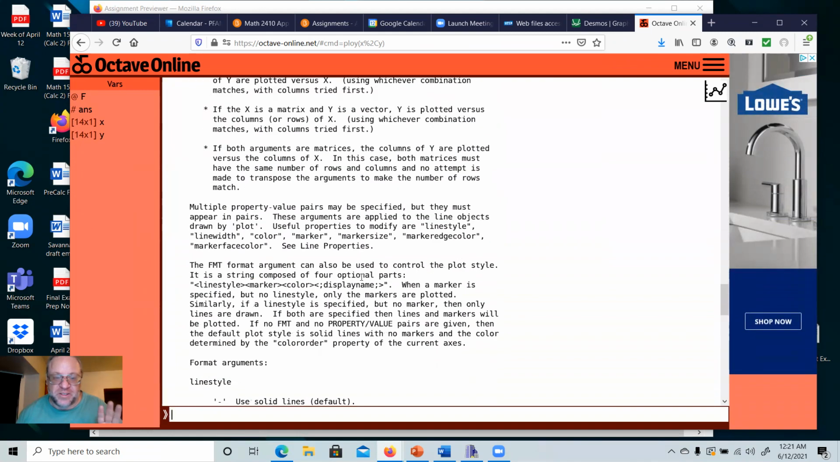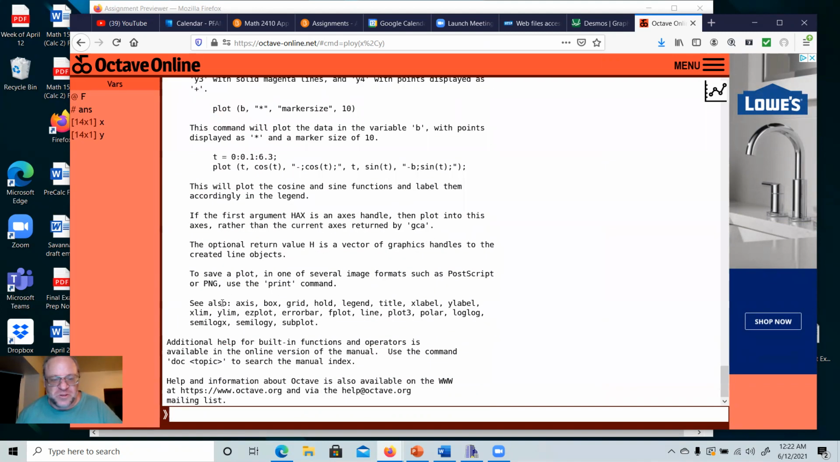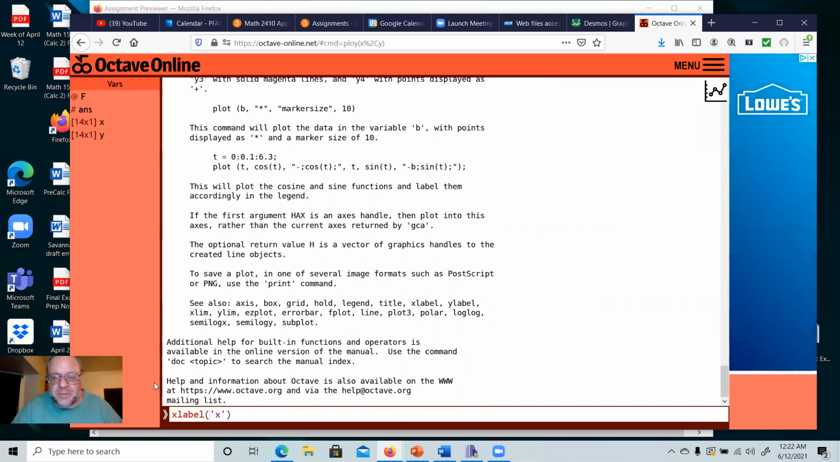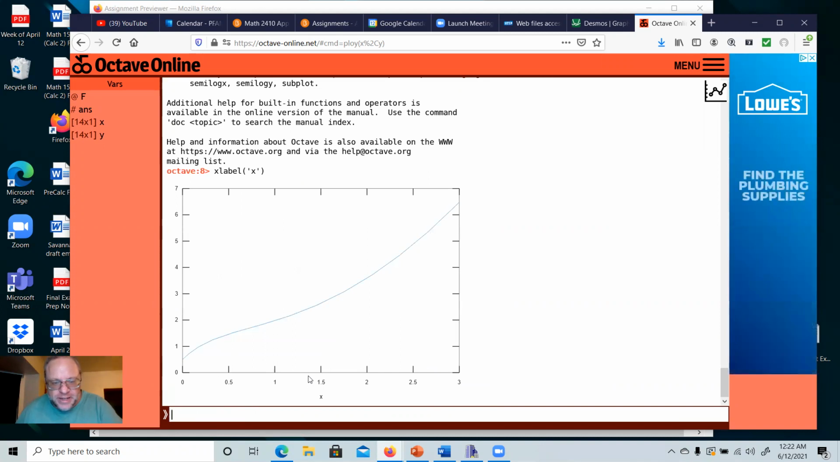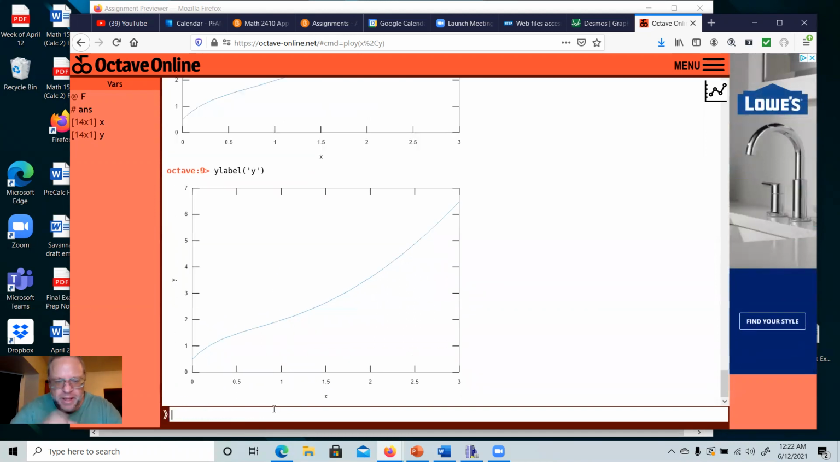But yeah, I encourage you to look through some of this stuff. You can do markers, colors, all sorts of fun stuff. The three of them we really care about: we might have an xlabel, and we'll just say that's x, or it might be time, or temperature, whatever independent variable you happen to have. Then we might have a ylabel, y, and then a title, this was an example for RK4.